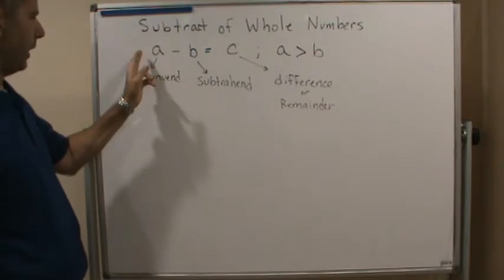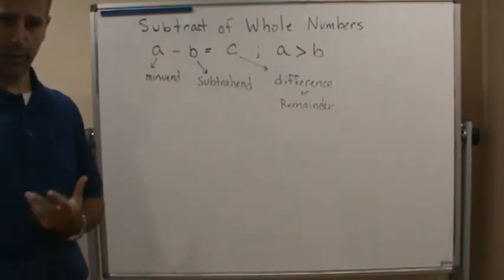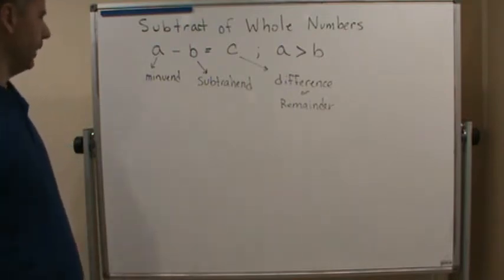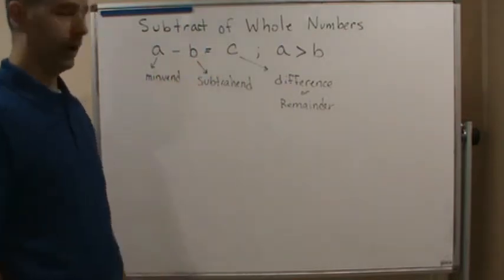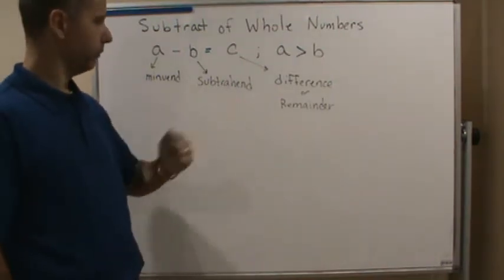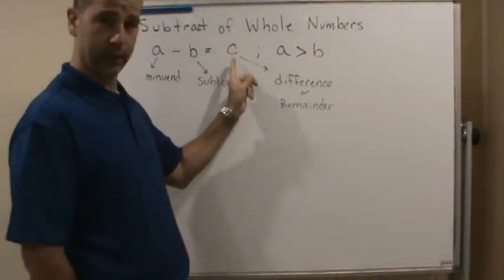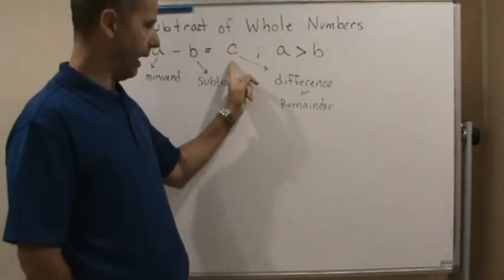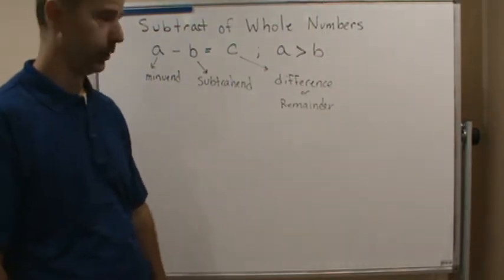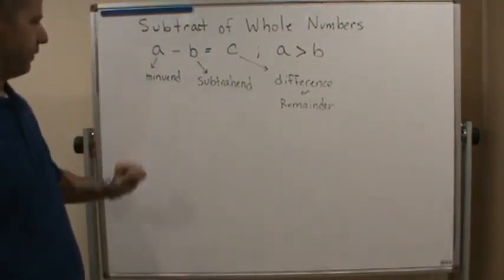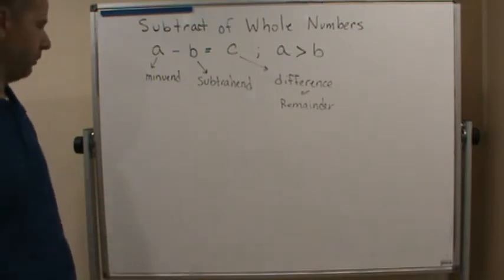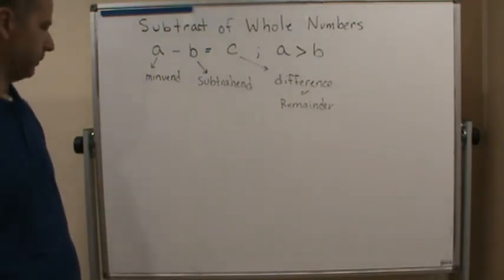And so what do we call A? The initial amount that we're starting with is the minuend. Okay. The part that we are subtracting is called the subtrahend, and then of course the amount that we end up with after we do the operation is called the difference or the remainder. Okay, and so this is the definition of what we mean when we subtract two numbers, or the operation of subtraction.